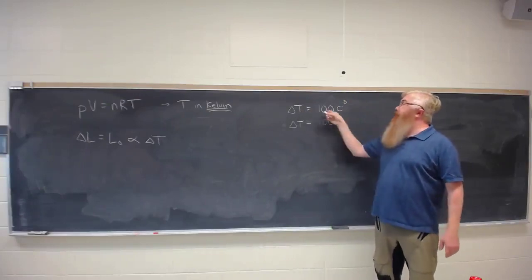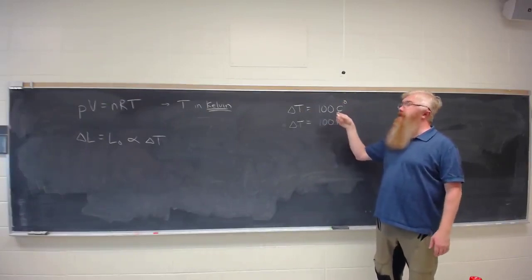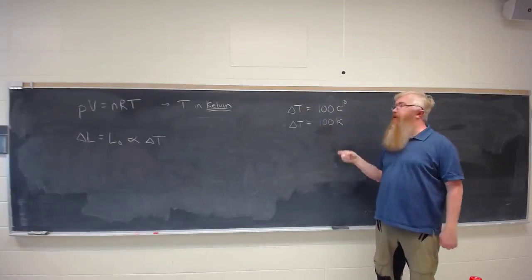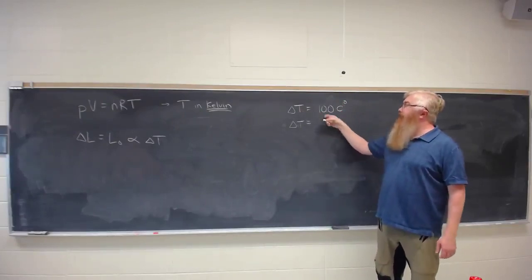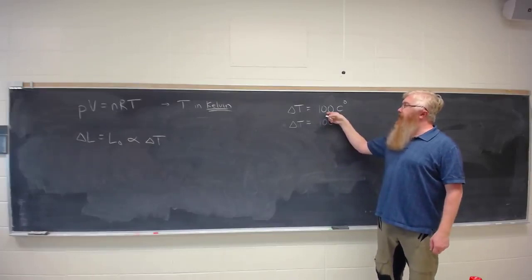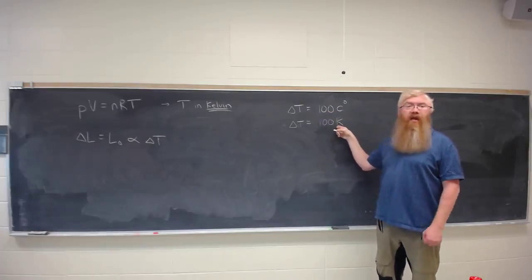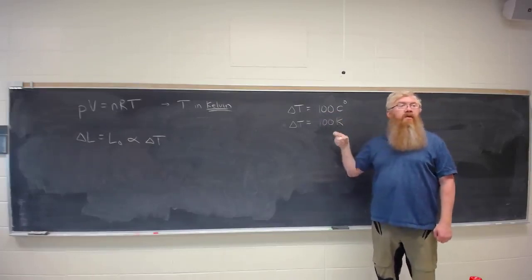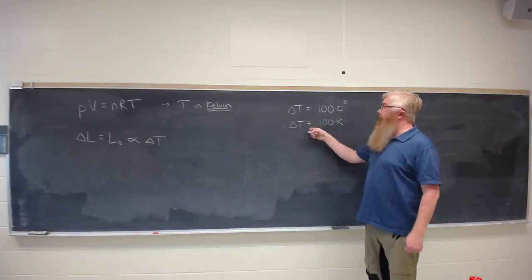If I want a temperature of 100 degrees Celsius, that is 373.15 Kelvin, but a temperature difference, the step size for Celsius degrees is the same as the step size for Kelvin. So that's something that you definitely want to keep in mind.